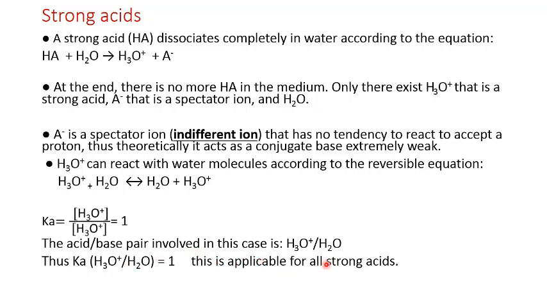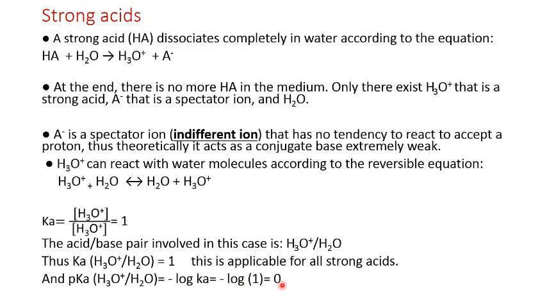This is applicable for all strong acids. They have H3O+ and H2O. We will not anymore consider, for example, the ion corresponding to each of them. And pKa for this couple, which corresponds also to the strong acids, is equal to minus log Ka. It means it is 0.